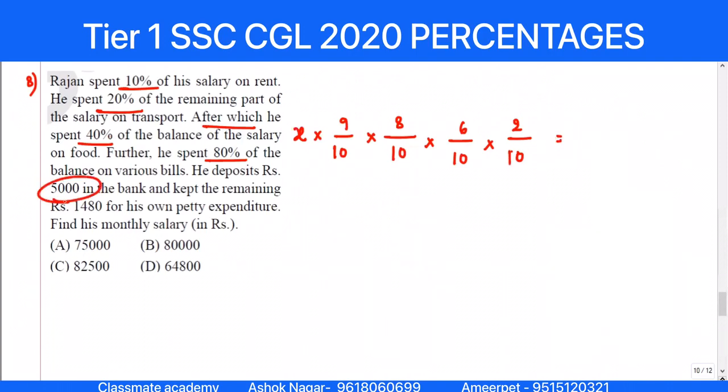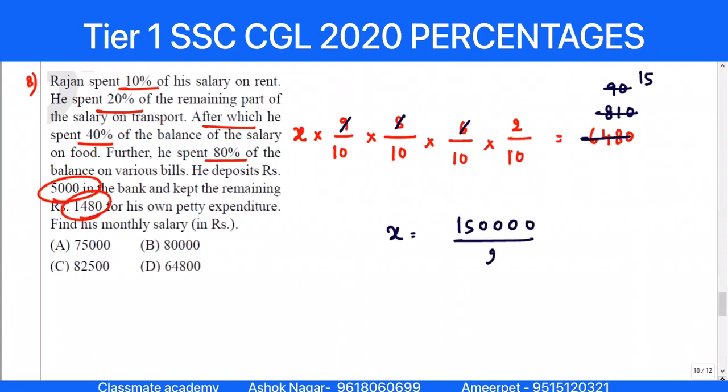How much does he put in the bank? 5,000. If you don't put this 5,000 in the bank, how much will be left over? 6,480 rupees will be left over. Cancel it in the 8 table first. 8 ones are 81, yes or no? 9 ones are 9, 6 ones are 6, 15. So x is equal to 1,50,000 by 2, which is 75,000.